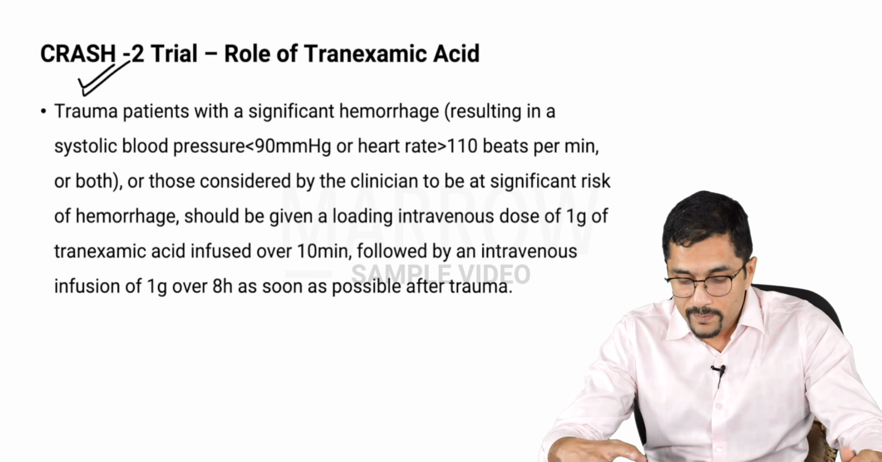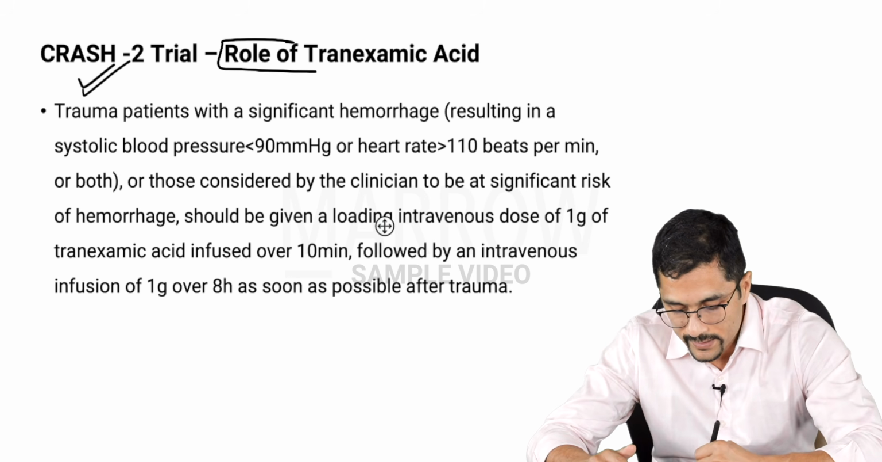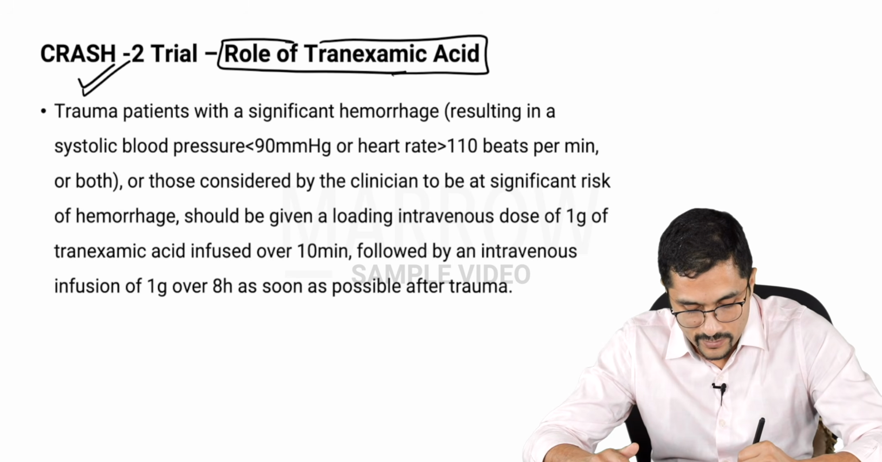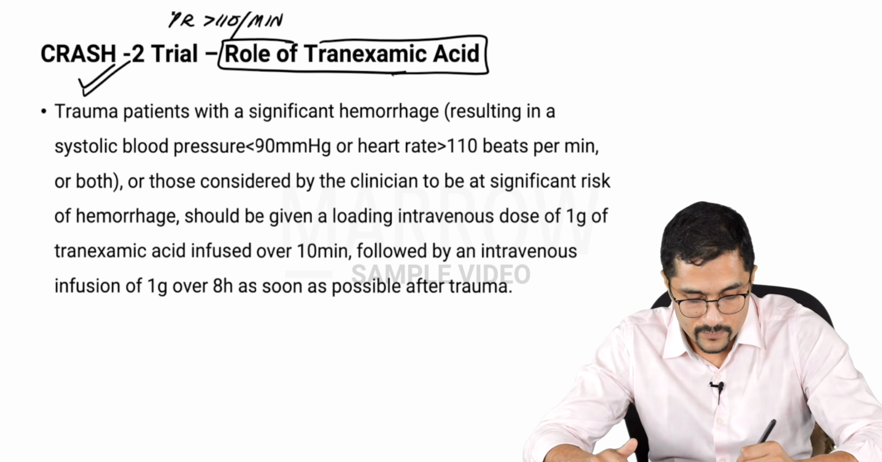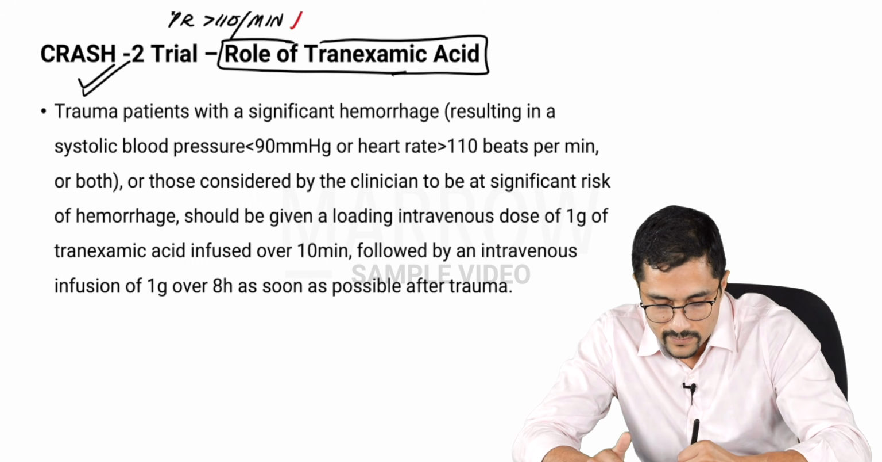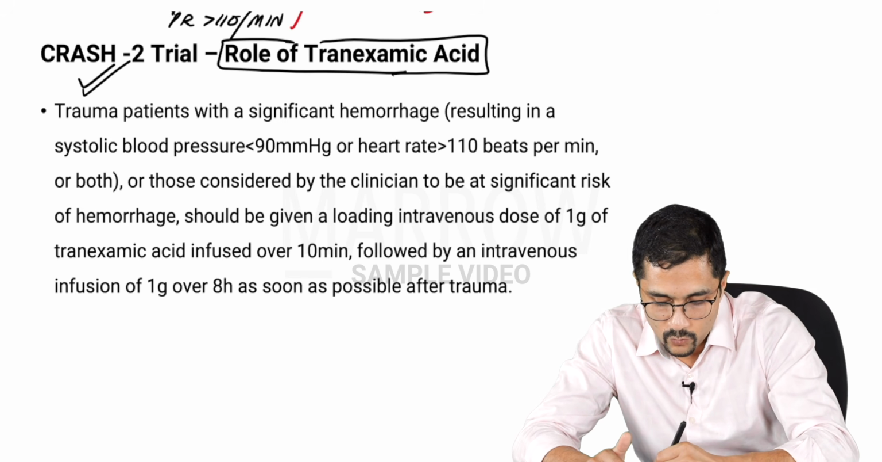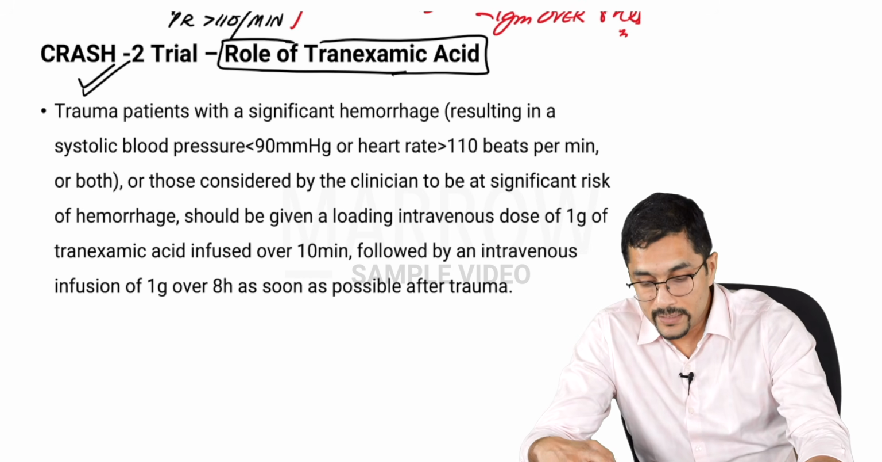There is another trial which has been mentioned many times. This is the CRASH 2 trial. This is the role of tranexamic acid in trauma. If the systolic BP is less than 90 millimeters of mercury and/or the pulse rate is more than 110, then we give tranexamic acid, 1 gram over 10 minutes and 1 gram over 8 hours. And this reduces mortality in trauma patients.